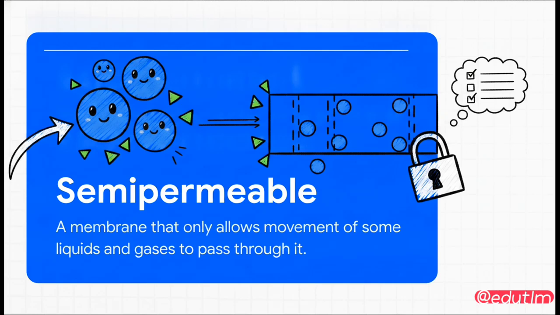If you watch the selective motion in the graphic, it acts kind of like a microscopic bouncer, dictating exactly what is permitted to come inside with us and what gets locked out. It only allows movement of some liquids and gases to pass through it.